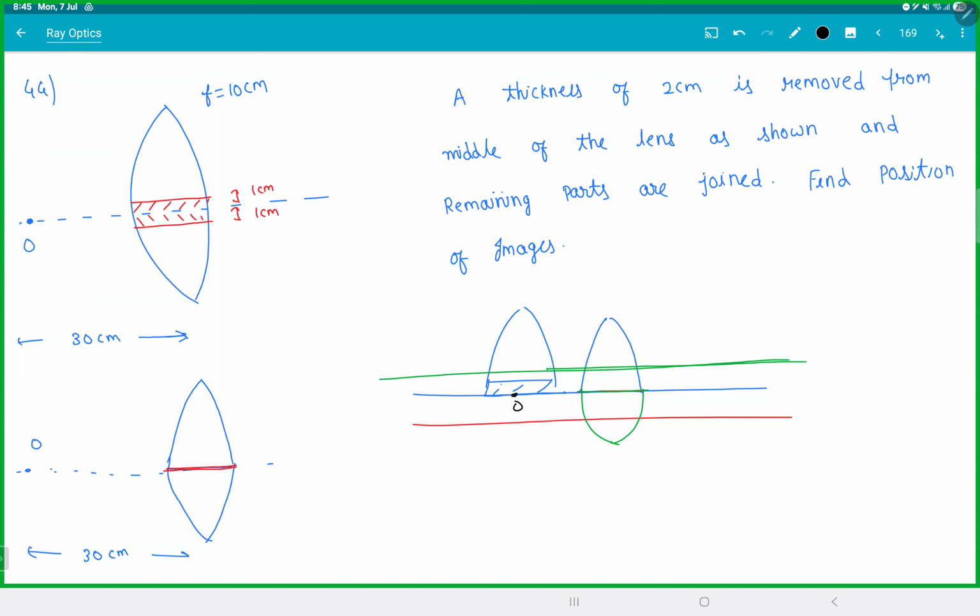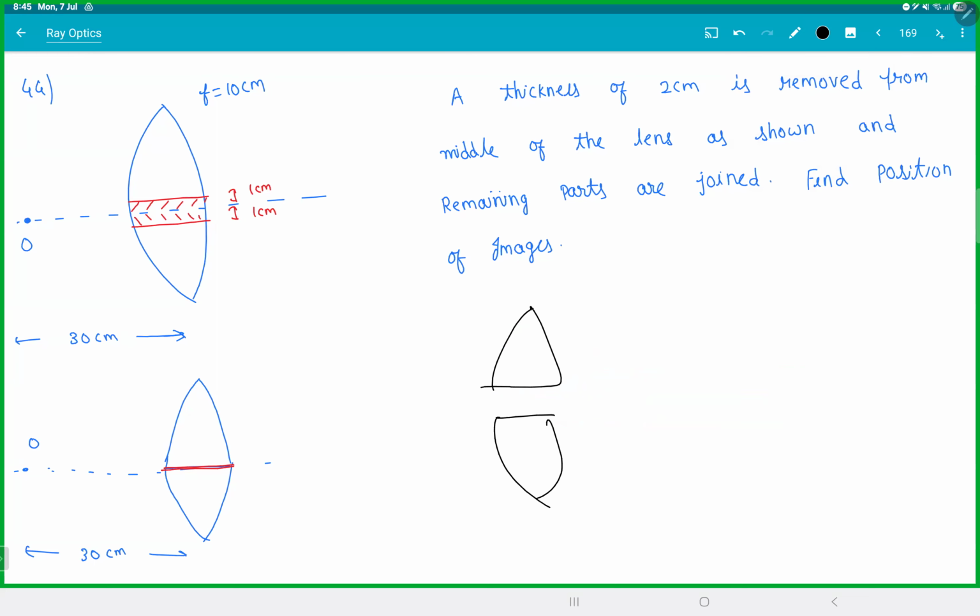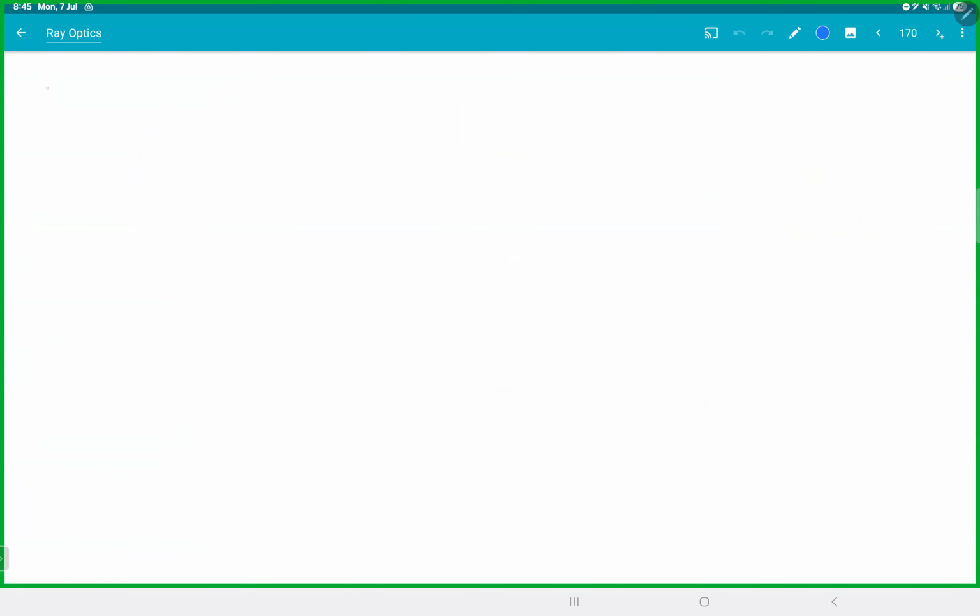Cutting the lens didn't create a problem. After cutting, if you had just left the gap here like this, nothing would have changed. The answer would have been the same. By combining them, you messed up the whole thing. So when a lens is cut, the focal length remains the same, and the principal axis remains the same.